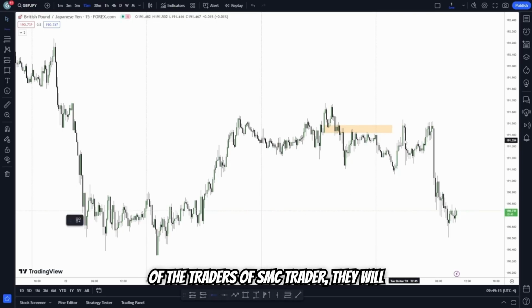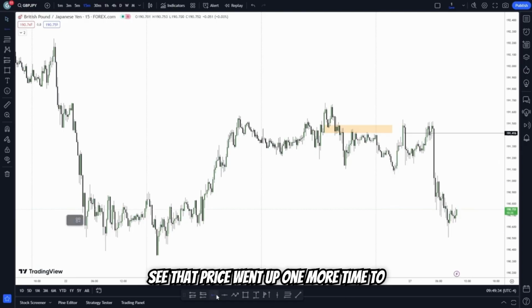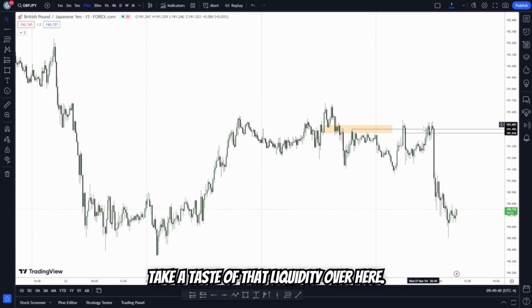Okay, and now some of the SMC traders will take a trade from this fair value gap, and then they will see that the price is not respecting the fair value gap, and then they will think that their trade is wrong, and they will cut off their trade right over here, because they think they should cut their losses. But the main thing is, you should see that price went up one more time to take a taste of that liquidity over here. Okay, to get all of those entries which are over here, to take it one more time, to take that liquidity from here.